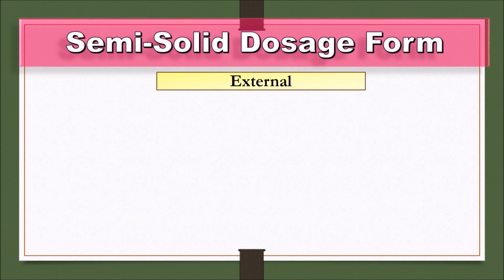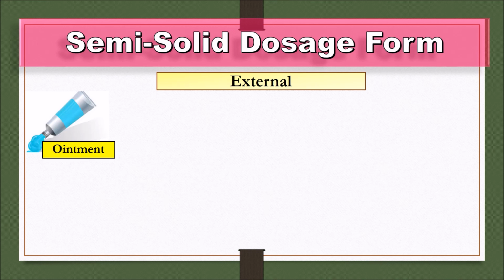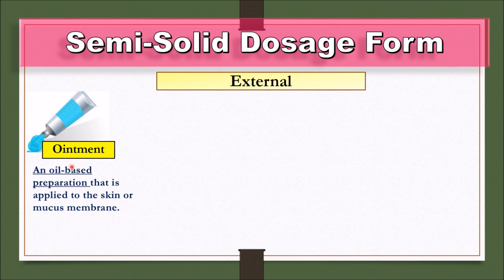In semi-solid dosage form, we have external semi-solid dosage form. The first example is ointment. What are ointments? Ointments are oil-based preparations that are usually applied onto the skin or onto the mucous membrane. The most common example of ointment is Neosporin ointment that is typically used for treating bacterial infections.